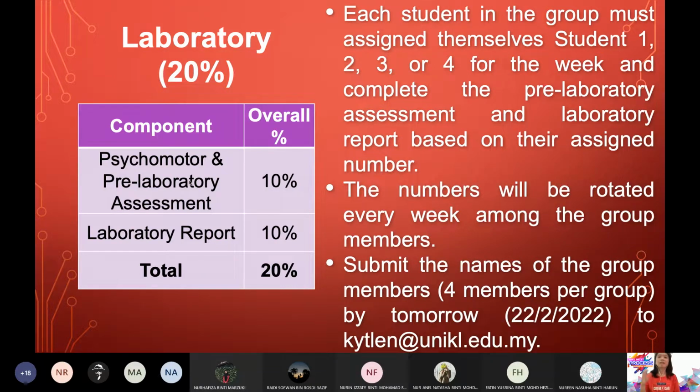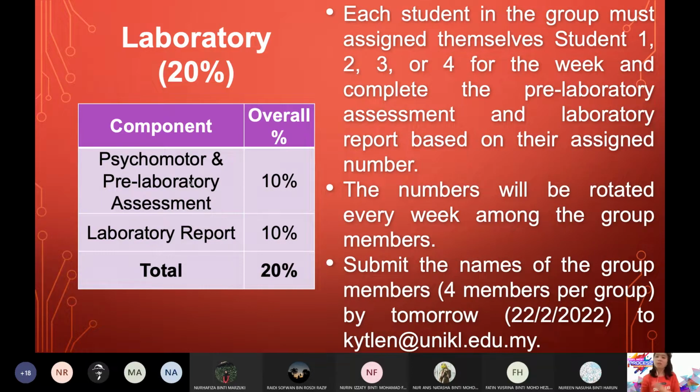Kalau mini project, katakan kamu student 1, kamu kekal student 1 kan? Okay, kalau lab report ni kamu kena rotate. Okay, so katakan minggu ni you are student 1. Okay, lab 1. Kita ada 4 lab je sebenarnya. 4 lab, 4 orang kan? Okay, so let's say lab 1, you are student 1. Okay, so lab 2, kamu akan jadi student 2. Lab 3, student 3. Lab 4, student 4.